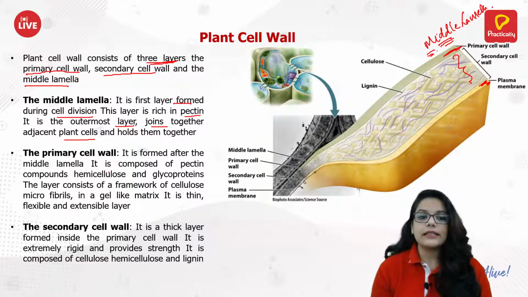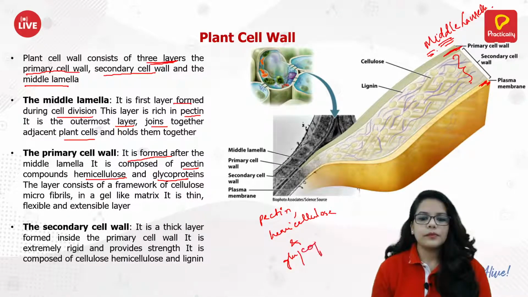Now, after that, it is the primary cell wall, and it is made up of pectin, hemicellulose, and glycoproteins. So the primary cell wall is made up of pectin, hemicellulose, and glycoproteins. Okay, and it is like a framework. It is kind of a matrix type of area.